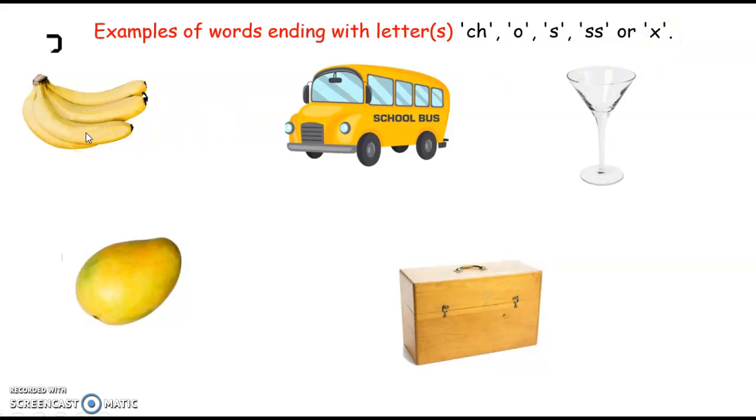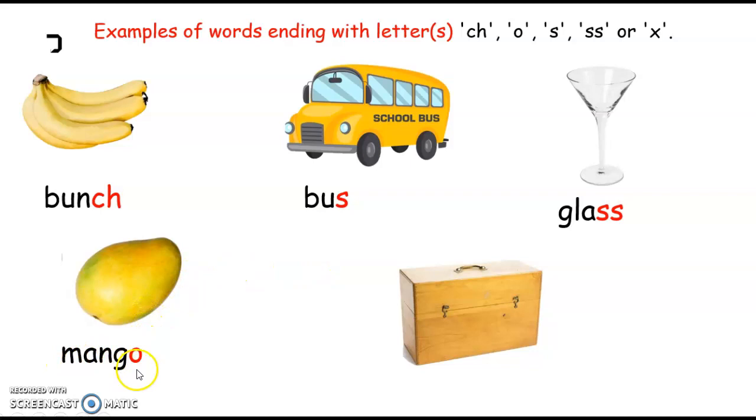The first one we are looking at now is the word bunch. The word bunch ends in ch. So when we want to write the plural of this word, we are going to add es. Next is bus. Here you have a school bus. So when you want to write the plural form, you are also going to add es. Then we have another word, glass, that ends with ss. Then we have the word mango that ends with o. And lastly, we have the word box that ends with x.